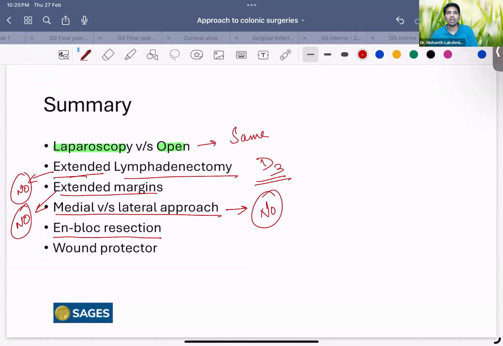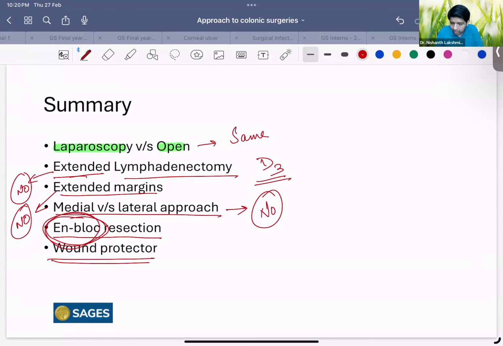En bloc resection, that means from the colon, if it spreads, let us say to the spleen on the left side, or if it goes to the kidney on the right side, you have to remove that also. That is called en bloc resection. Everything has to be removed.